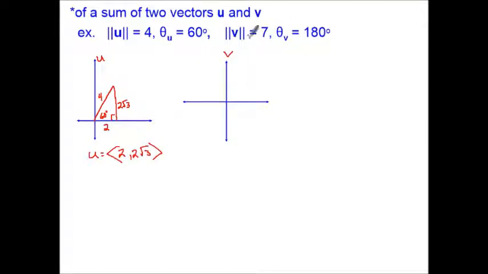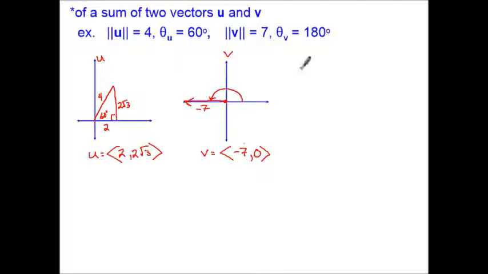Now my vector v has a magnitude of 7. Its angle with the positive x-axis is 180 degrees. That means the full flip backwards. So my vector v is going straight this way, a distance of 7. Granted this isn't really a triangle, but I can think of the components: I went left 7, so this is really a negative 7. So it's negative 7, and since I'm not up or down from the x-axis, it's simply 0 right there. Now I have the component forms of the two vectors individually.